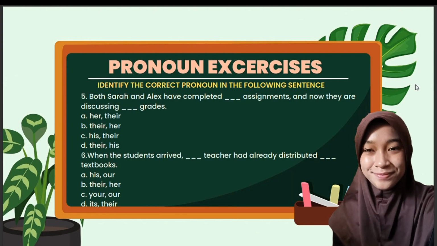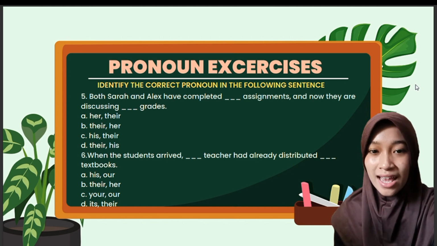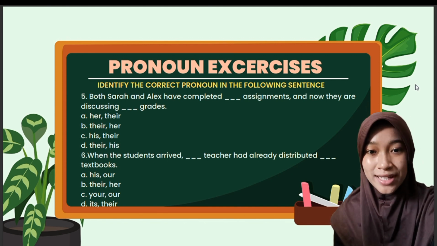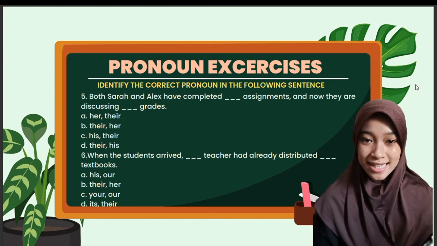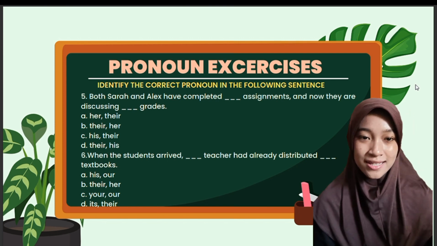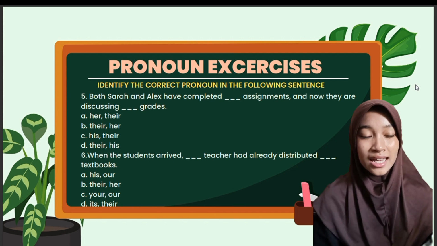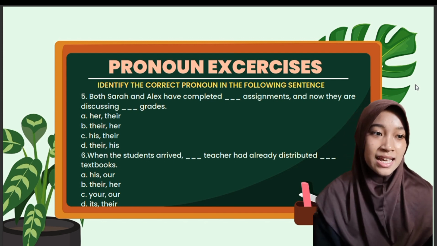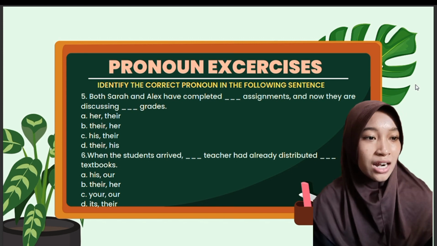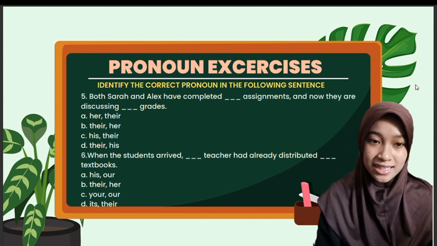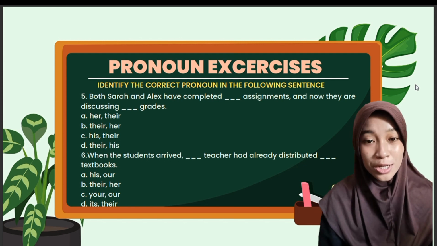Question number 5. Both Sarah and Alex have completed blank assignments, and now they are discussing blank grades. A. Her and their, B. Their and her, C. His and their, D. Their and his. The correct answer is B. Their and her. In this sentence, both Sarah and Alex is a compound subject and assignments is a plural noun. So the appropriate pronoun is the plural form their for the first blank. The second blank is filled with the singular possessive pronoun her to refer to Sarah.